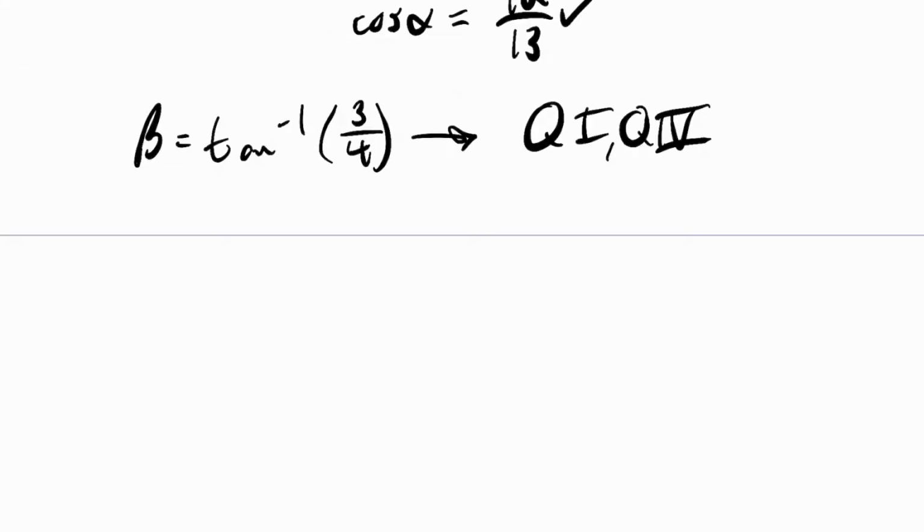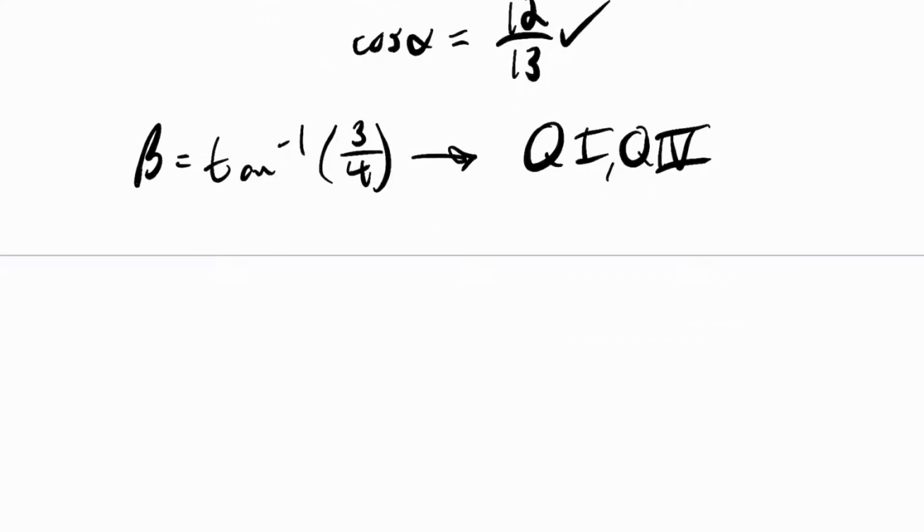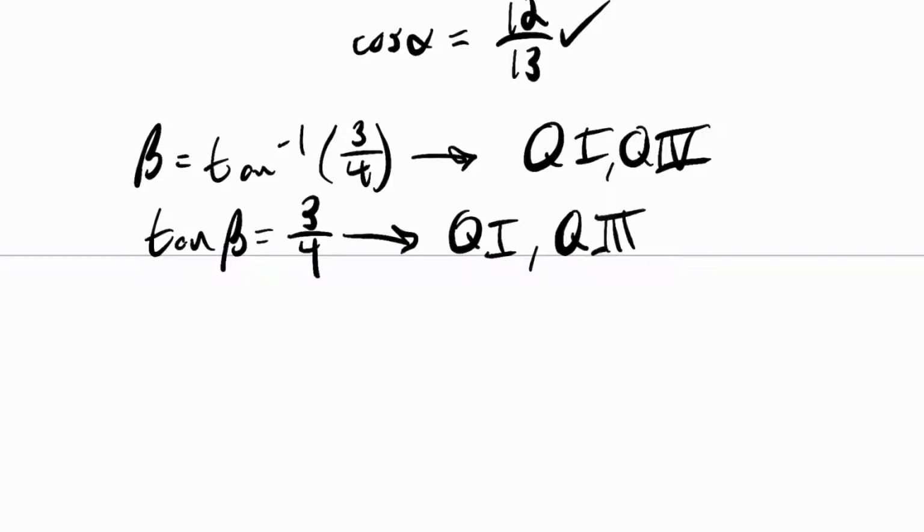Sorry about that. Okay, so that means also that tangent beta is equal to 3/4. So when tangent's positive, that's quadrant 1 or 3. Since tangent inverse only produces angles in quadrants 1 or 4, and since tangent is positive, quadrant 1 is the conclusion. So everything's positive, which is convenient. Now I just need to know what sine and cosine are.